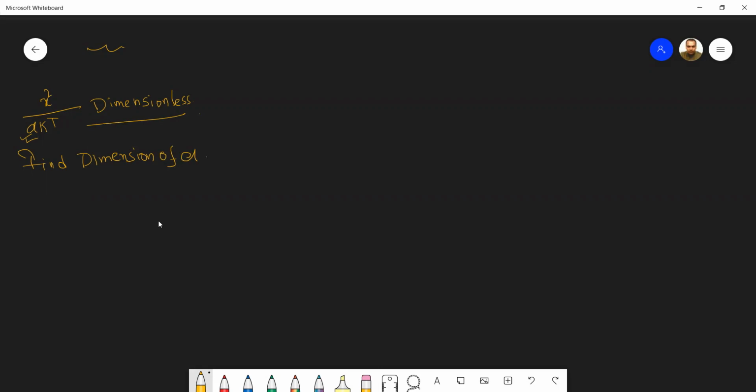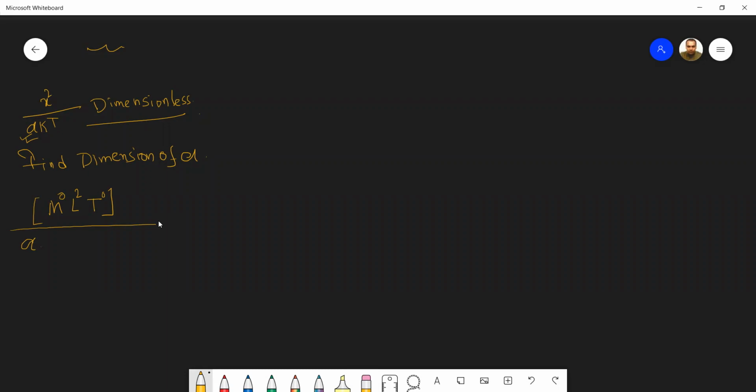X is given to be the distance, so that means the dimension of x square will be M0 L square T0. That is the dimension of x square divided by alpha kT. Alpha we'll have to find out. So it will be alpha kT.